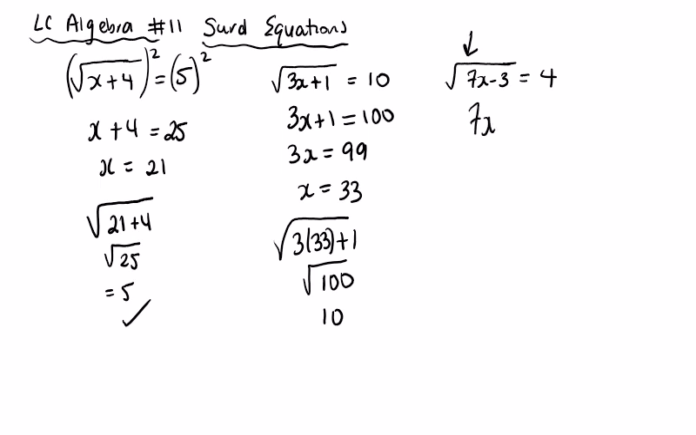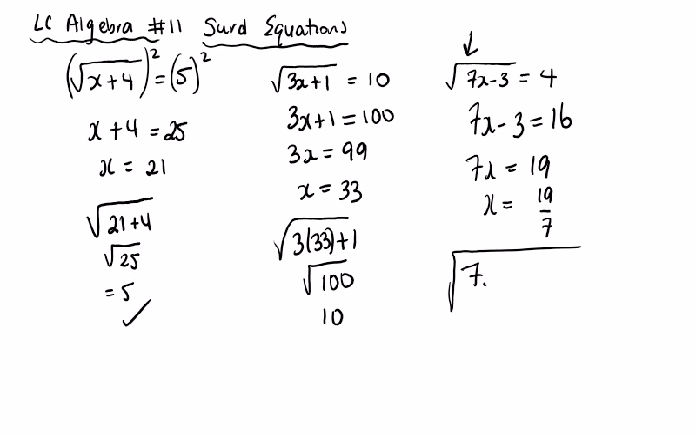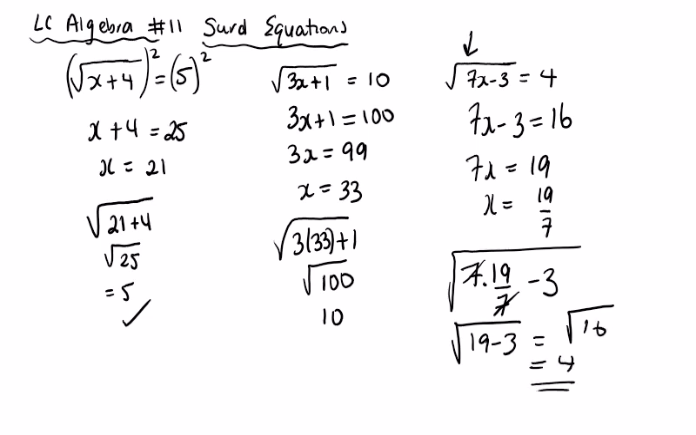This question, we're going to get 7x minus 3 is equal to 16. 7x is equal to 19. x is equal to 19 over 7. Plugging that back in, we're going to get 7 times 19 over 7, and you can see the 7s are going to cancel, minus 3, which is equal to the square root of 19 minus 3, which is equal to root 16, which is equal to 4. So these are just a really easy introduction into surd equations before we now look at some more complicated ones.